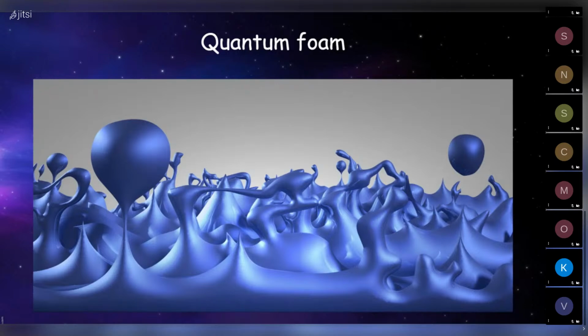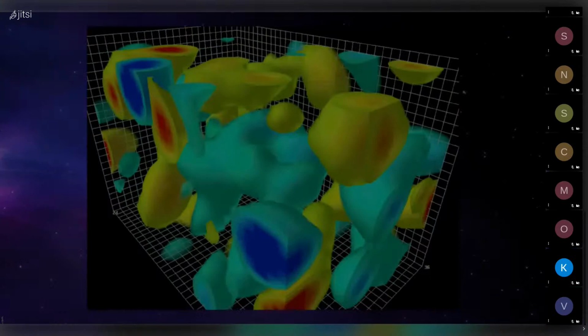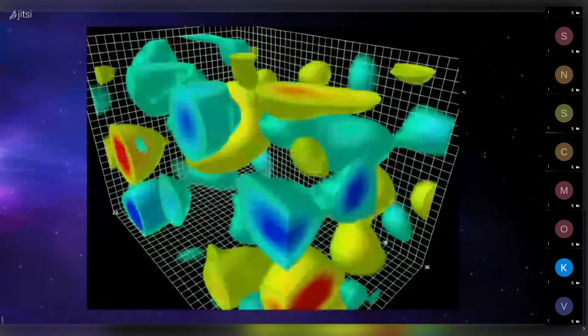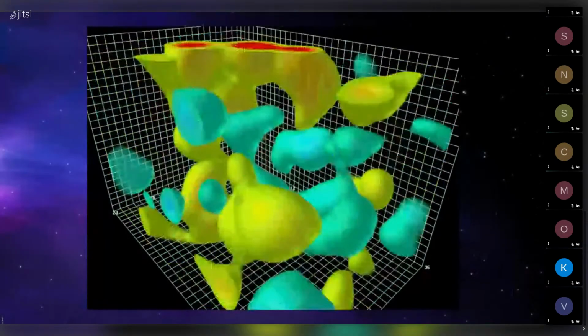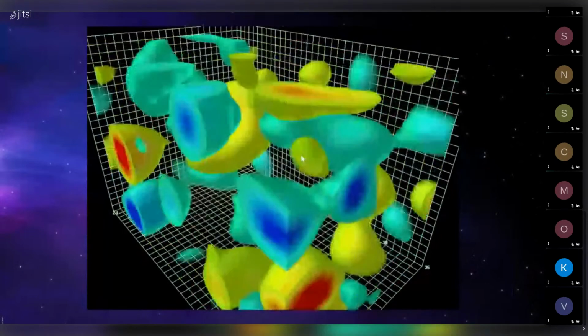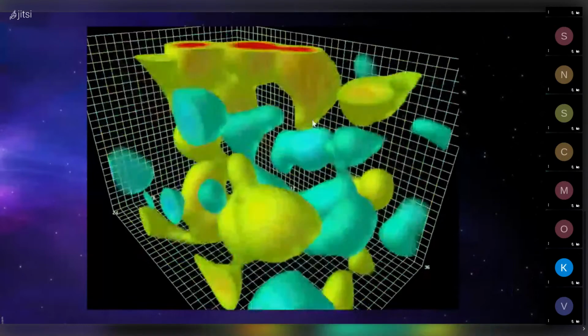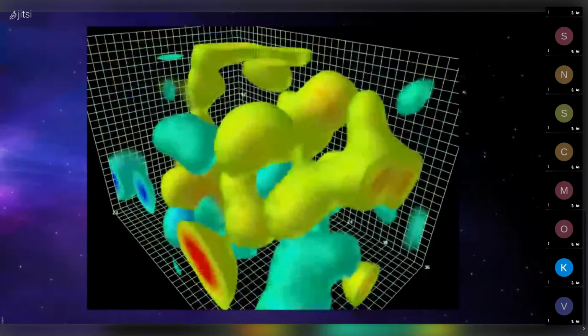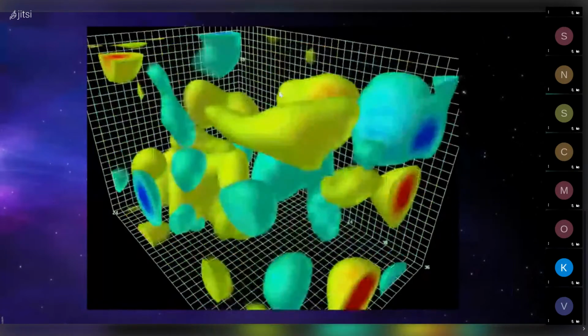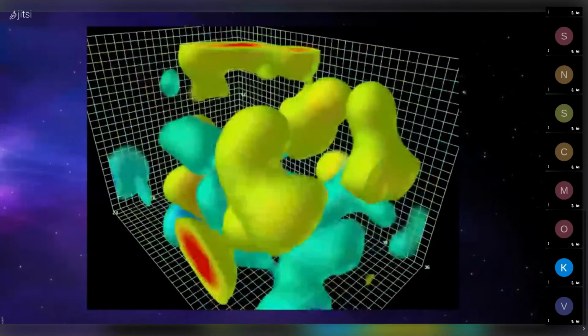So according to this quantum foam, even in pure vacuum where there is nothing, there are some particles which can arise, annihilate, and disappear. Here you can see a small GIF video which shows some particles emerging out and suddenly disappearing. You can see that, right? So this is actually happening in vacuum.